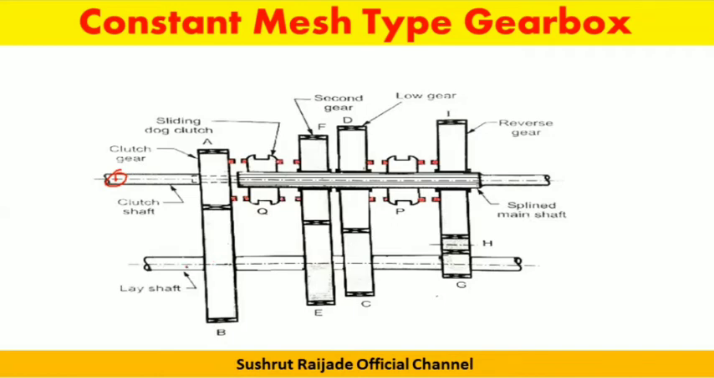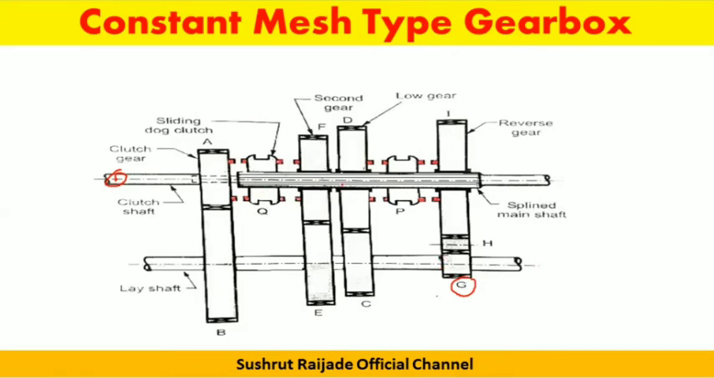Okay, now the second construction is the lay shaft. The lay shaft is freely suspended in a bearing which is mounted on the transmission case. It rotates freely with the help of a bearing which is mounted in the transmission case. And this lay shaft has gears rigidly mounted on it. That means gear B, E, C and gear G. These gears are mounted rigidly on the lay shaft.